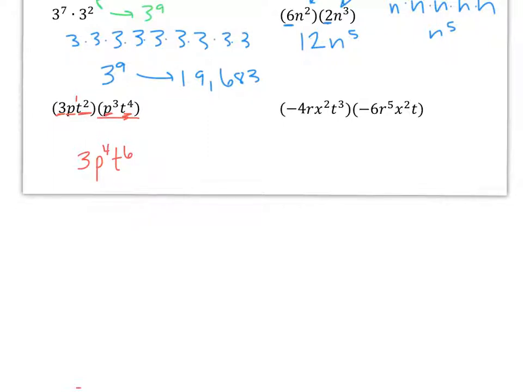Okay, and then last example, I have -4 times -6 to give me positive 24. r here and r to the 5th give me r to the 6th. x squared and x squared give me x to the 4th. And t cubed and t to the 1st give me t to the 4th. And then that's my final answer.